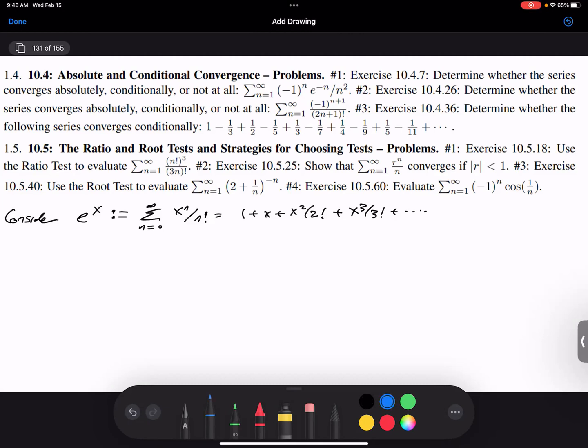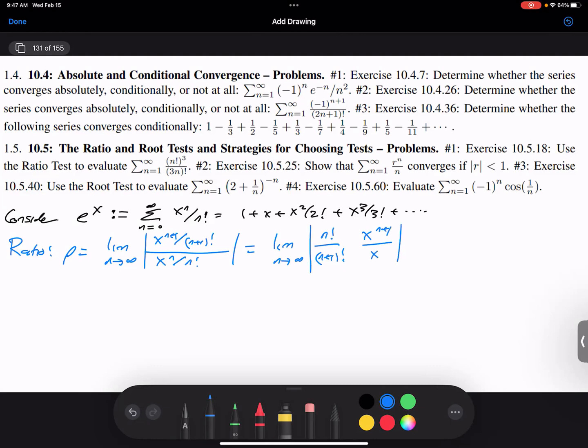And so let's do ratio. And we'll get rho is the limit as n goes to infinity of the absolute value of x to the n plus 1 over n plus 1 factorial divided by x to the n over n factorial. This is the same as the limit as n goes to infinity. Let's do it slowly. n factorial over n plus 1 factorial, times x to the n plus 1 over x to the n in absolute value. This is the limit as n goes to infinity of 1 over n plus 1, times the absolute value of x.